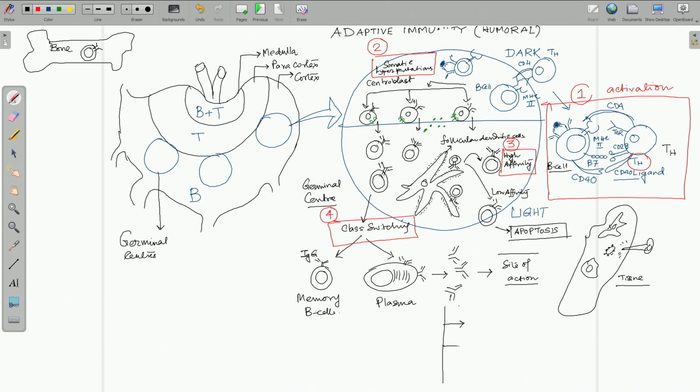3 different functions. What functions do these antibodies do? They can do neutralization, which means they can directly interact with the antigens on the surface of the pathogen, so they can neutralize the pathogen directly. They can also perform opsonization, which means assisting the antigen presenting cells in engulfing.